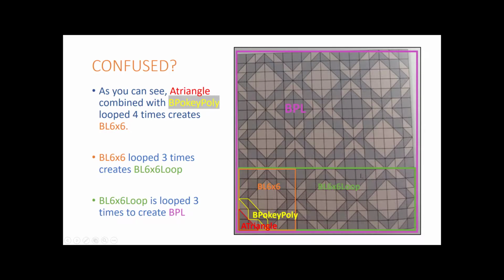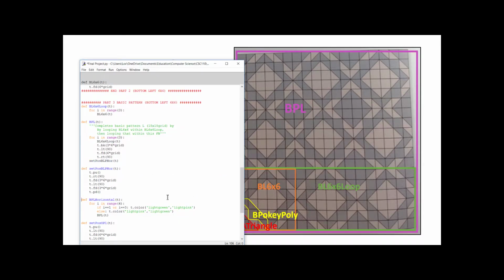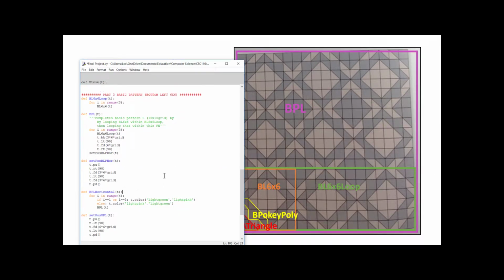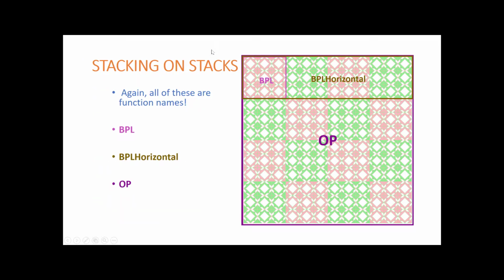So 3 of these green loops, BL 6x6 loop, will create BPL. Finally, there we go. So that's why it's under the function BPL. It needs to reset itself in the correct position and orientation to repeat the green loop. Alright? Let's move forward.